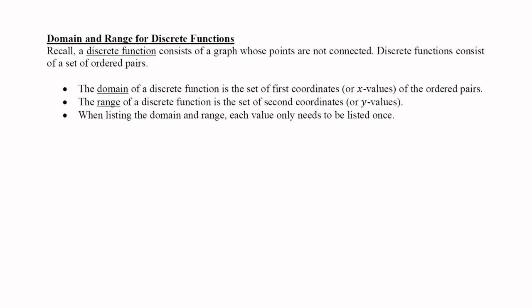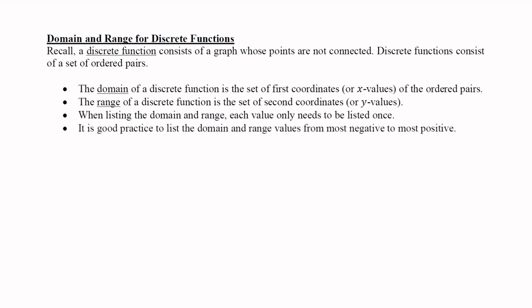When listing the domain and range, each value only needs to be listed once. So very similar to how you looked at a mapping diagram, you only have to list the values one time. It is good practice to list the domain and range values from most negative to most positive. So, in other words, in numerical order.